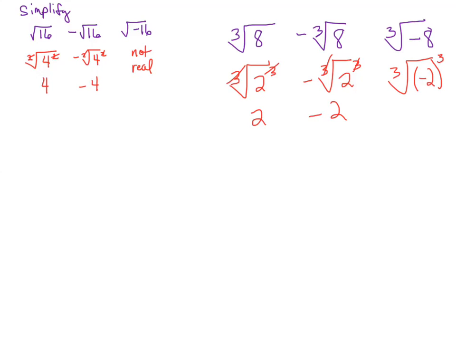This time we have an odd root, so you can take a negative number an odd number of times itself to get a negative. So the cube root of the quantity negative 2 being cubed will give us that negative 8. So it will be a real number, and it will be negative 2.